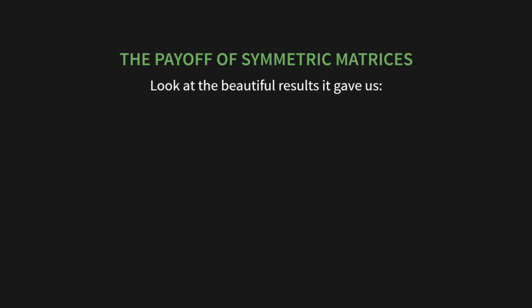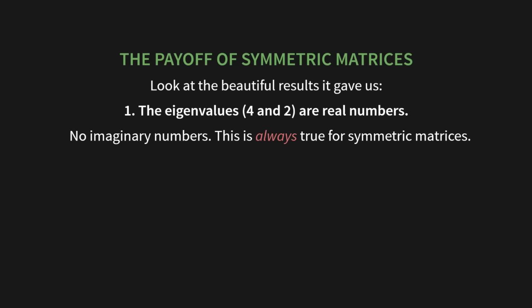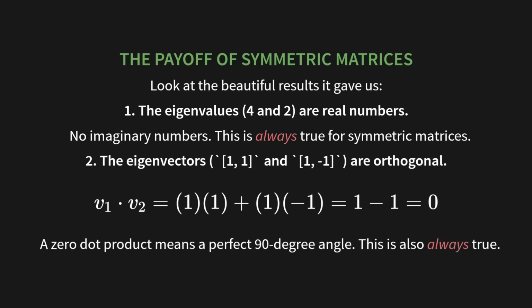First, the eigenvalues 4 and 2 are real numbers. There are no imaginary numbers, no complex weirdness. This is always true for symmetric matrices. Second, the eigenvectors, the vector 1, 1 and the vector 1, negative 1, are orthogonal. We can prove that with the dot product.